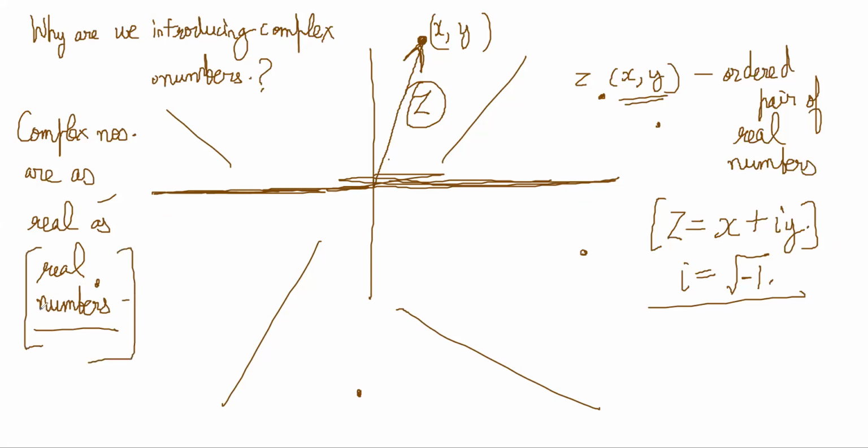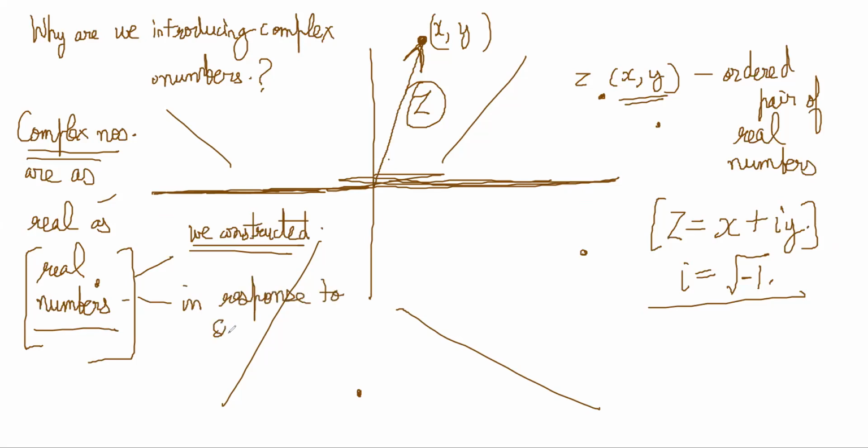I'm saying this because real numbers were also something that we constructed. We have imagined real numbers, no? It's not like real numbers are there in the world and we talk to them or interact with real numbers. It is as imaginary as complex numbers, and it was in response to solving certain equations that we had to introduce real numbers.